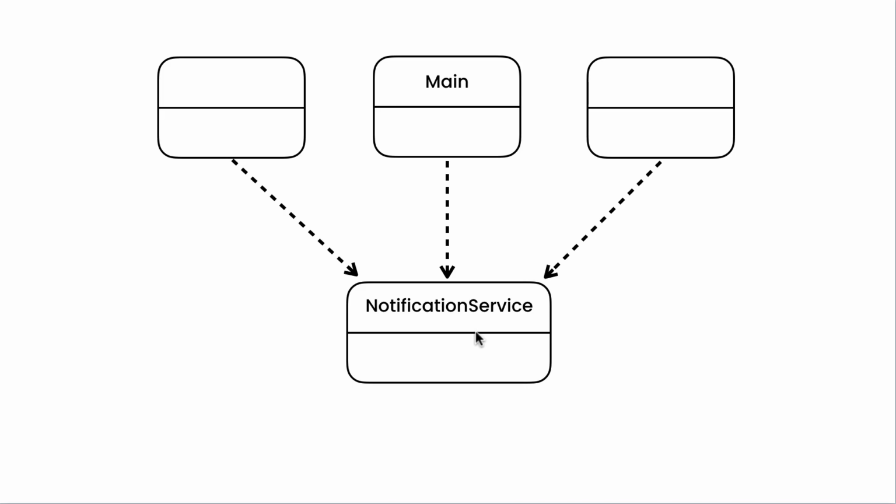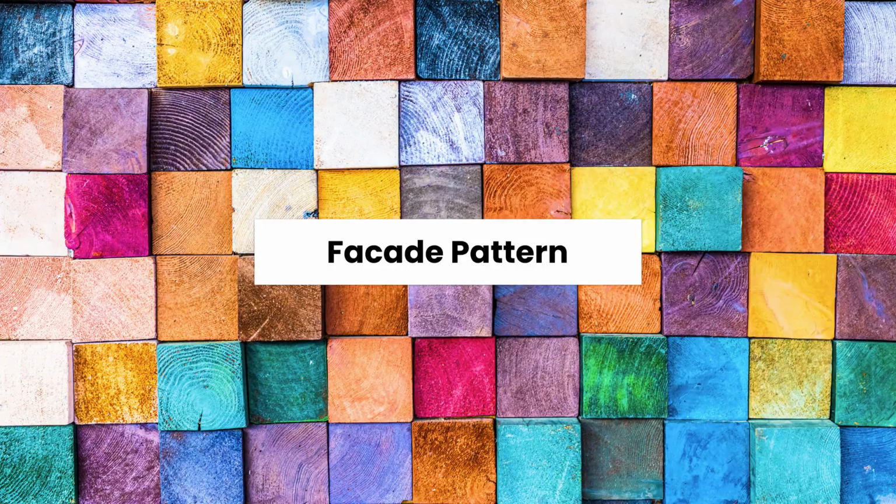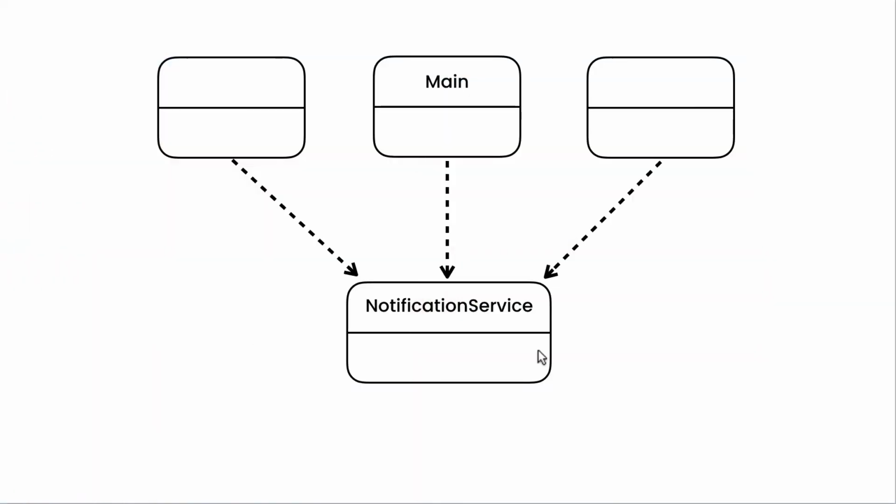Now, with this structure, if any of those four classes changes in the future, we make the necessary changes in the notification service. None of these classes in our application will be affected. And this is what we call the Facade pattern. Facade means front or face. So in this structure, this notification service is acting as a facade or front of our notification system.